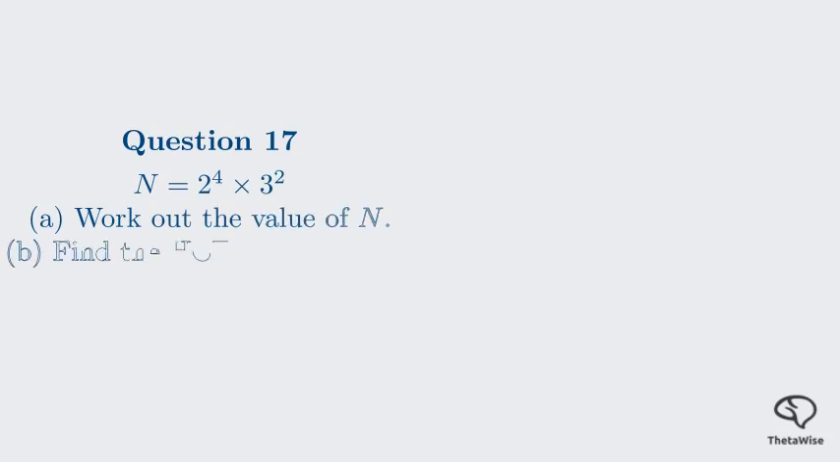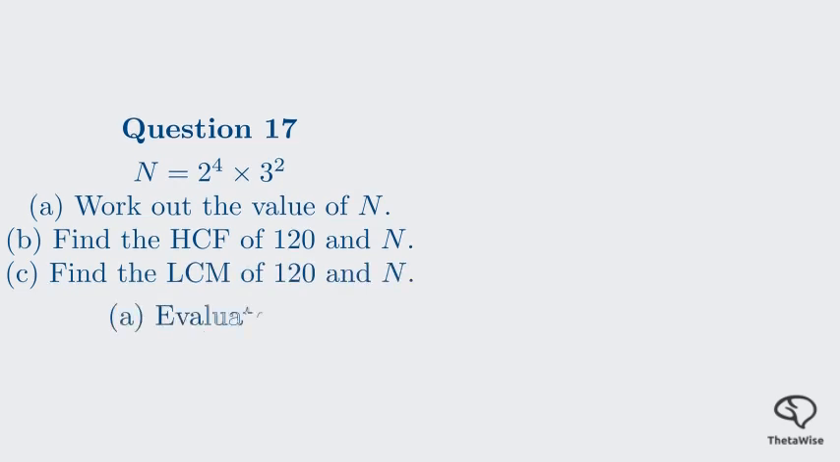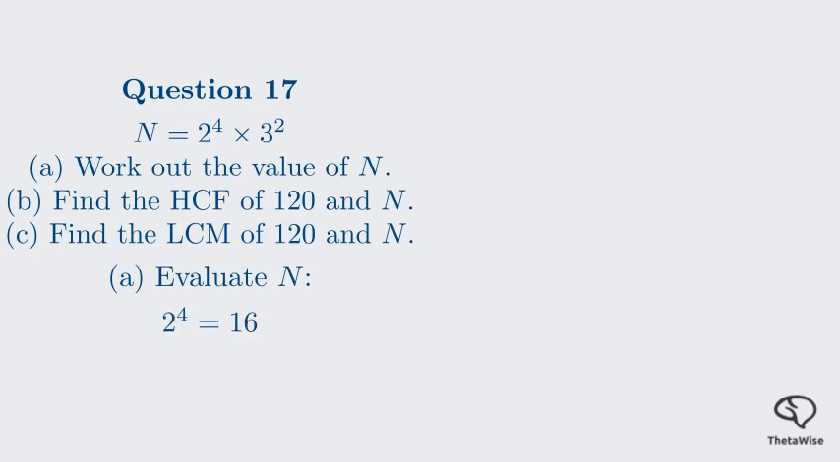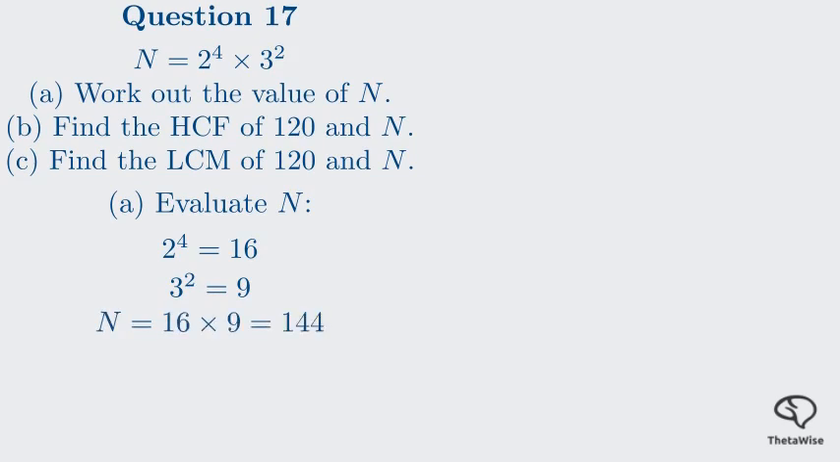Question 17 deals with prime factors, highest common factor, and lowest common multiple. n equals 2 to the power of 4 times 3 squared. Part A, work out the value of n. Part B, find the highest common factor of 120 and n. Part C, find the lowest common multiple of 120 and n. In Part A, we simply evaluate the powers. 2 to the power of 4 is 16. 3 squared is 9. n equals 16 times 9, which equals 144.